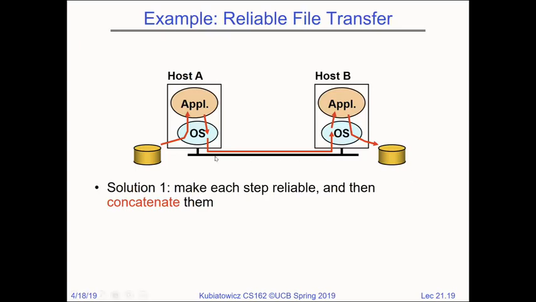When it goes from the disk to the application, you make sure that it's never lost. When it goes from the application to the operating system, you make sure that that's perfect. It goes from the operating system through a whole bunch of hops in the network. I've simplified this. You make sure every hop is reliable. Then every other hop coming up is reliable. And then you concatenate this together, and you've got a reliable transfer, right?